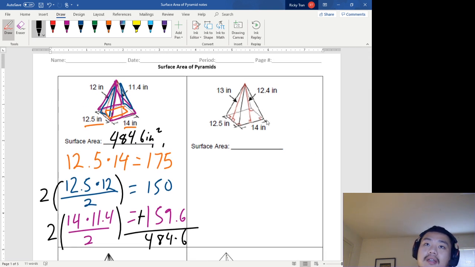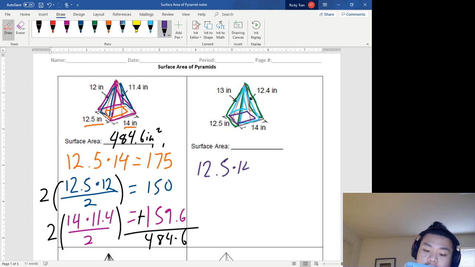Okay, and then right here, same process. So identify your triangles, which ones are the same, which ones are different. So we have the front triangle here, then we have this triangle back here. Then we have this triangle right here, and then the back triangle. Then we have our rectangle at the bottom. Okay, so the rectangle is 12.5 times 14, which is going to be 175 because it's the same on the right.